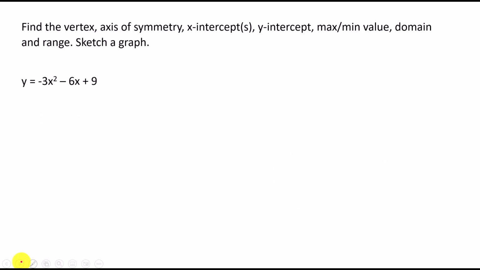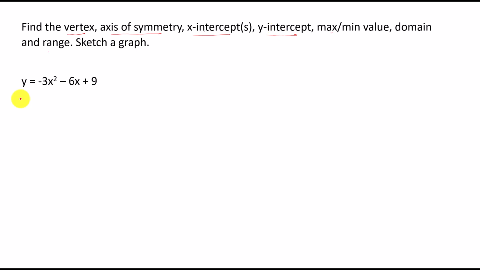Okay, so on this example, I want you to take everything we've learned and we're going to put it together. So you need to write this in completed square form and then find the vertex, the axis of symmetry, the x-intercept, the y-intercept, the maximum or minimum value, domain, and range, and then sketch a graph, because now you're going to have the x and y intercepts, so your graph's going to look a little bit better. Okay?